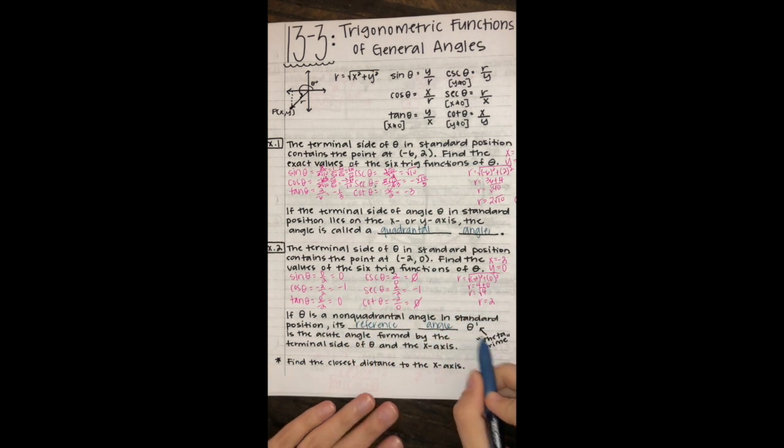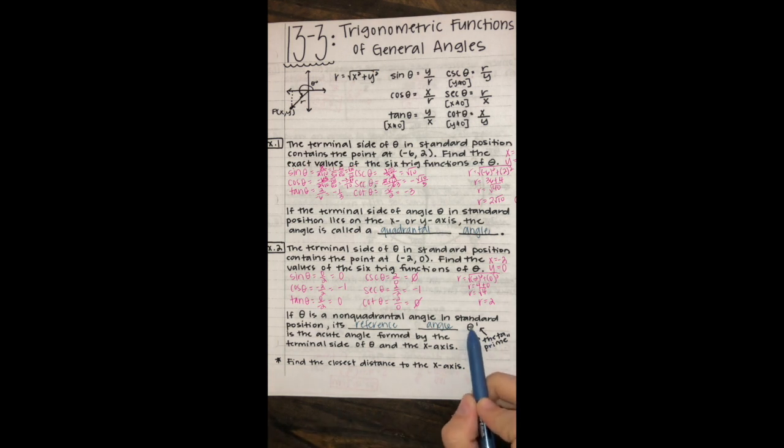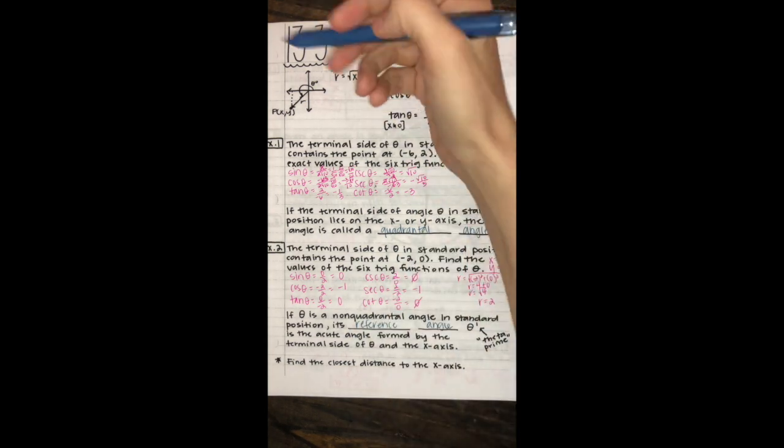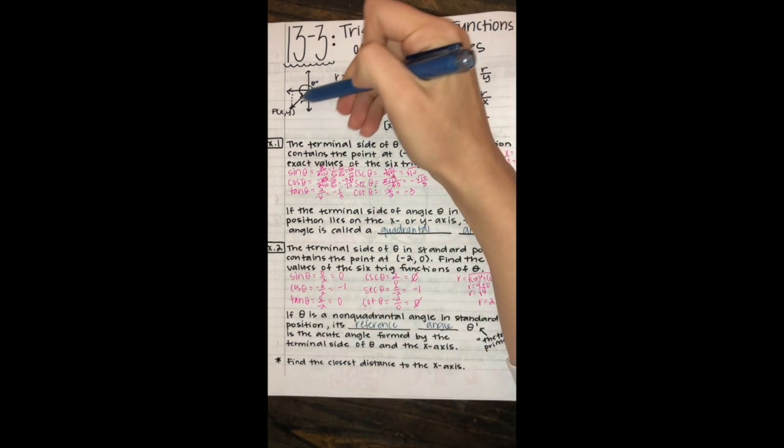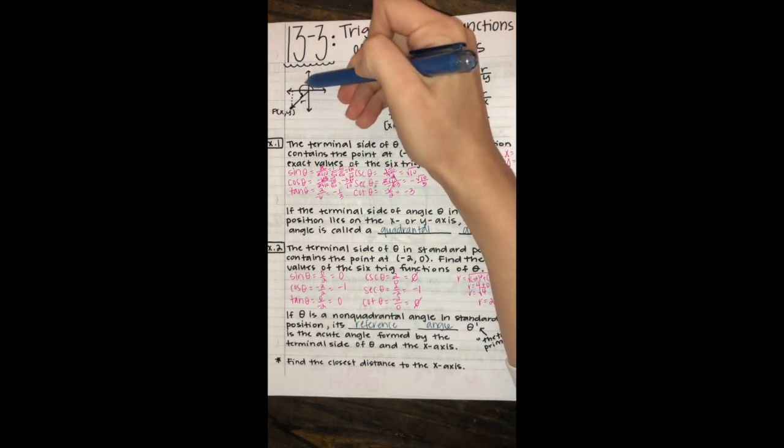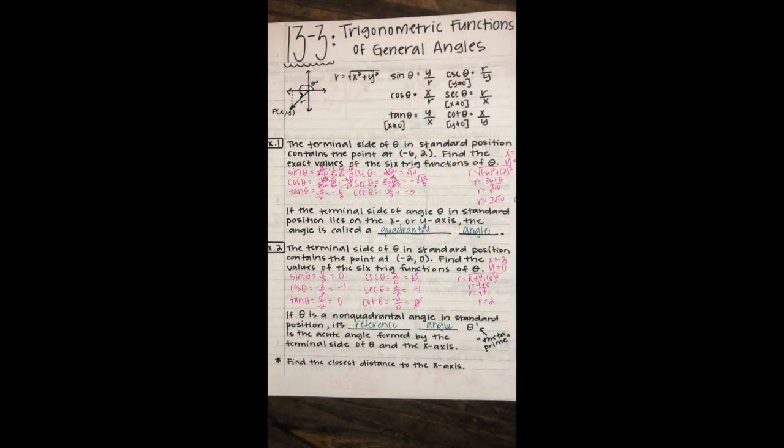If theta is a non-quadrantal angle in standard position, its reference angle, which we call theta prime, I've written that right here for you, just theta with a prime, is the acute angle formed by the terminal side of theta and the x-axis. So we've talked about this just a little bit, but the idea is it's just the part from the terminal side to the x. So you wouldn't go all the way around, we're just worried about just the small piece right there. And again, this is just in my own words how to do it. Find the closest distance to the x-axis.